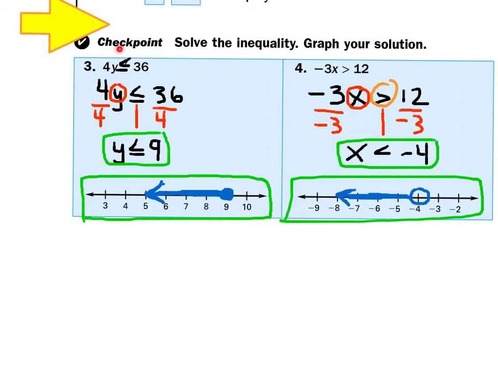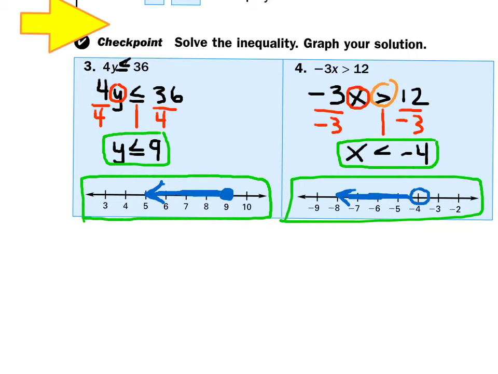Okay, so take a look at this checkpoint. Solve the inequality, graph your solution. Number 3, they gave us 4y is less than or equal to 36. So write the inequality exactly like they gave it to you. Grab your red, circle the variable, bring down the wall. Take a look at what's touching the circle. 4 times the y, that's touching the circle.